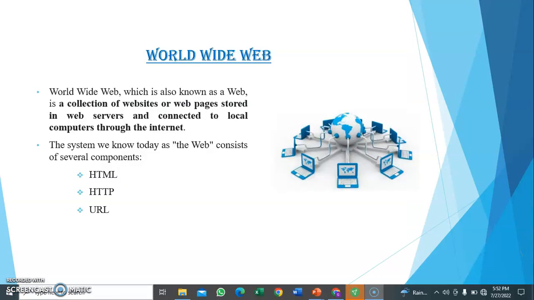The World Wide Web is also known as the web, and it consists of several components known as HTML, HTTP, and URL.